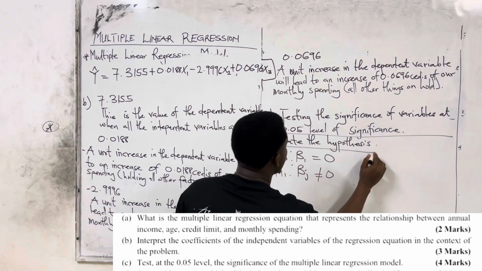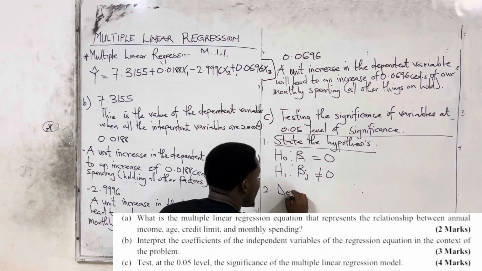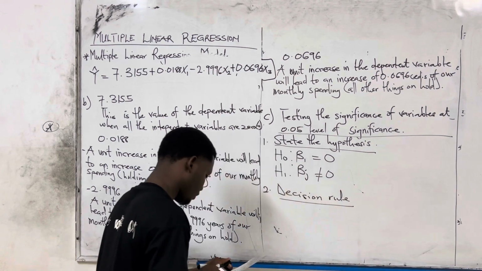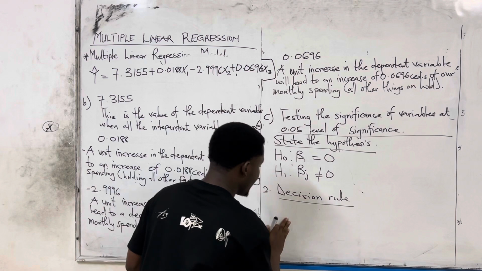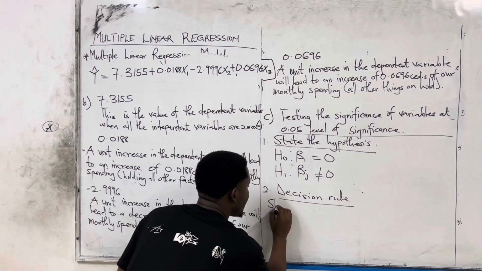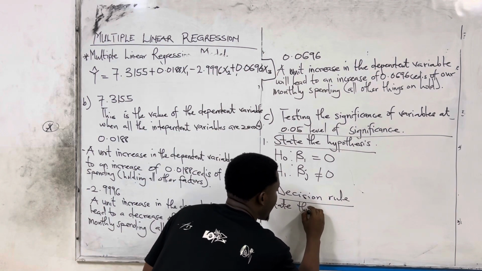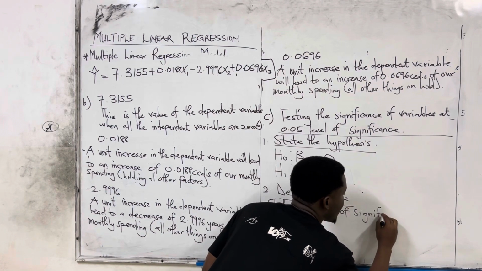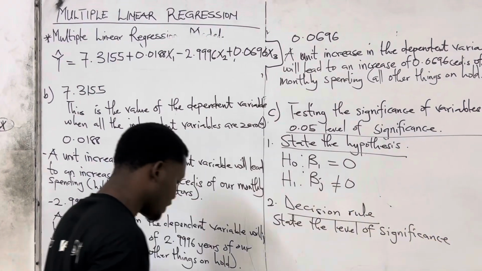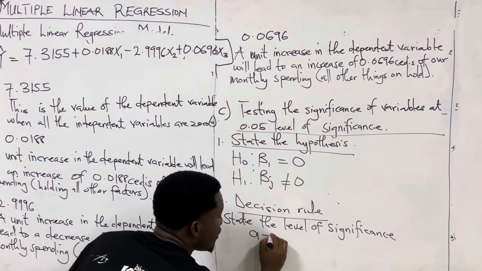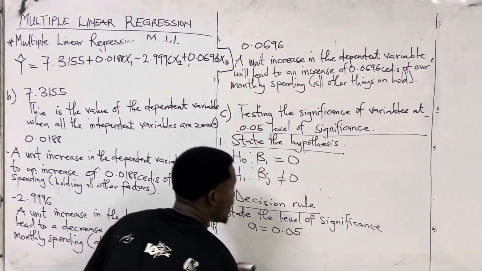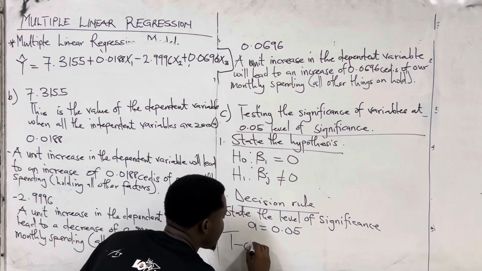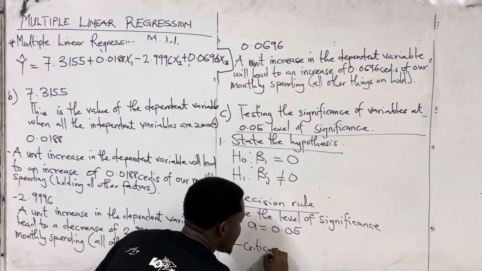Then the next question is our decision rule, the rule that will guide us to make a decision. Now, the first thing that we have to do is to state the level of significance. And the level of significance has been given to us as 0.05 in the question. And then we have to solve for our T critical value.